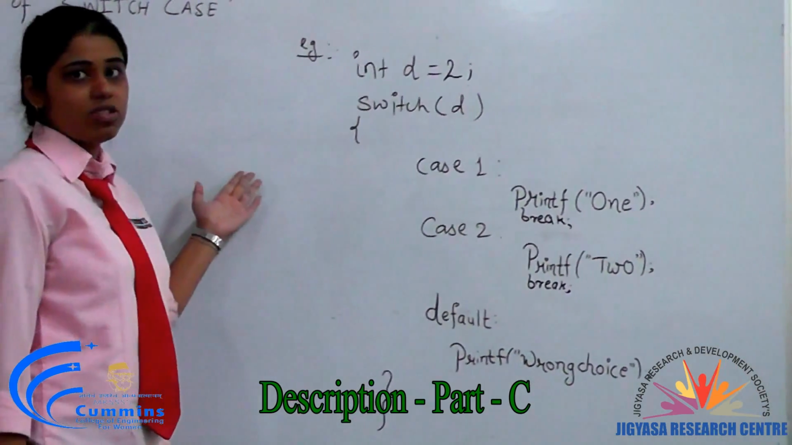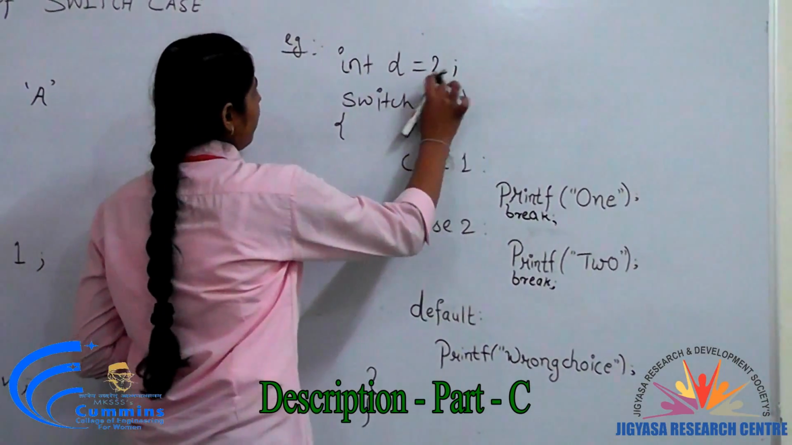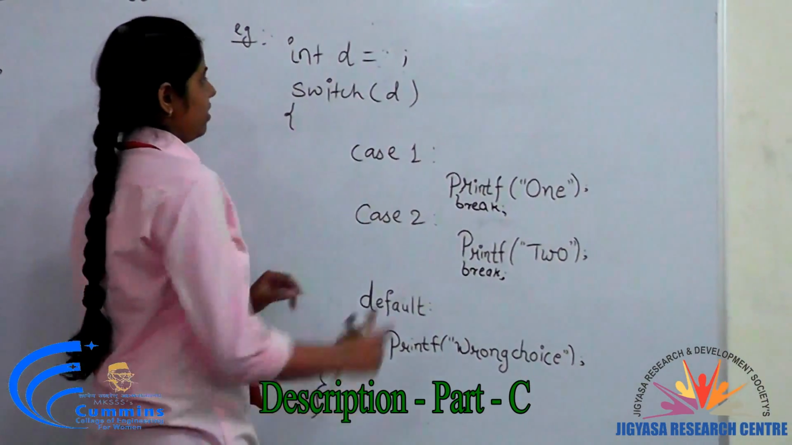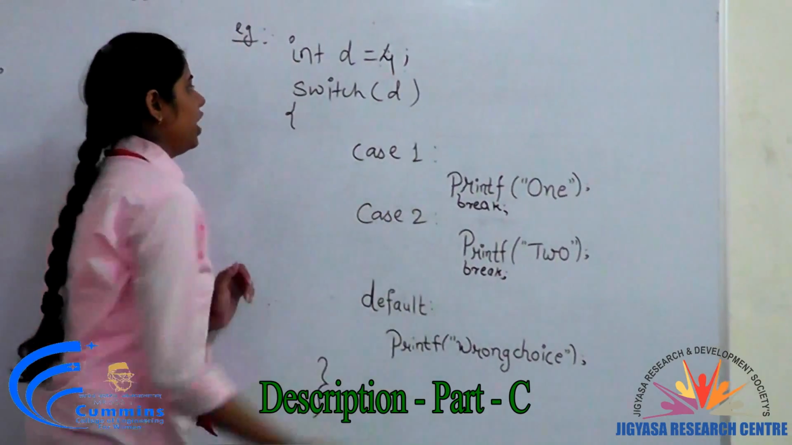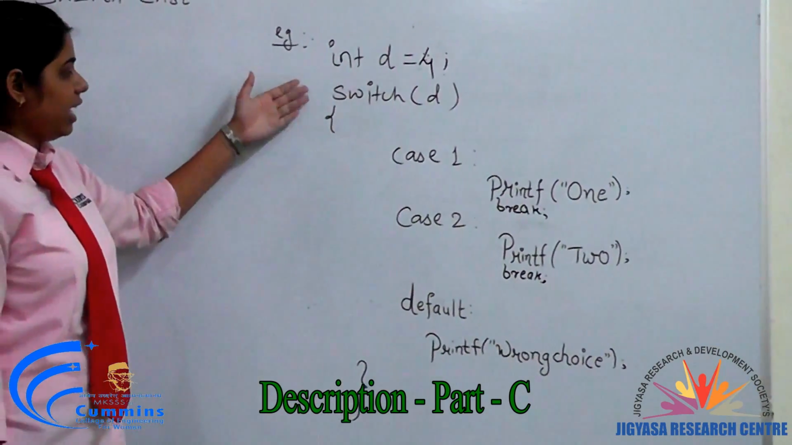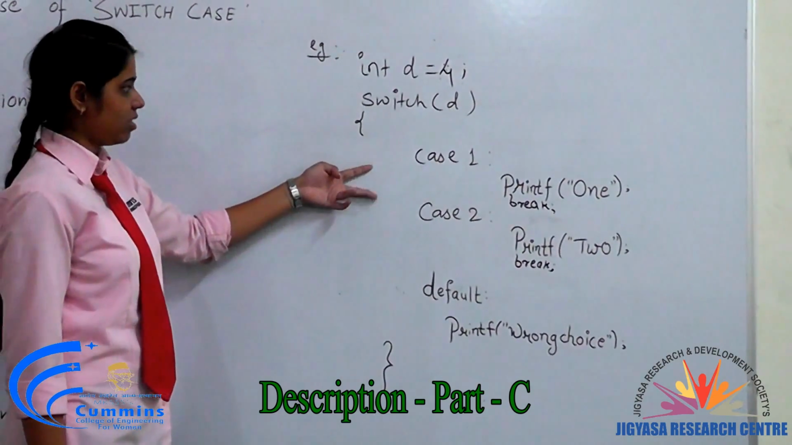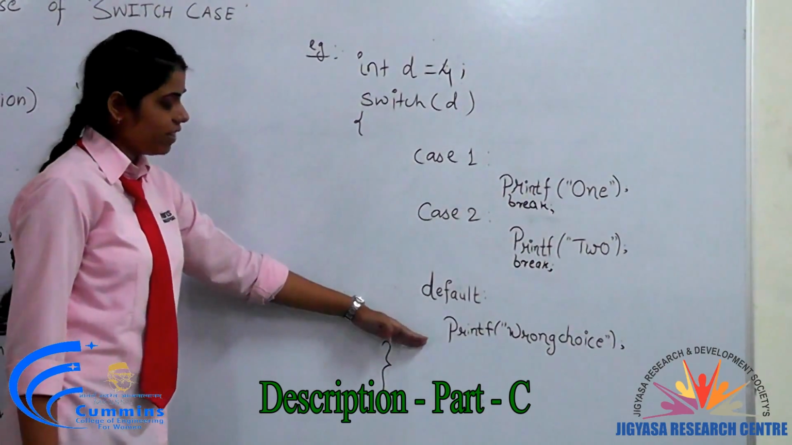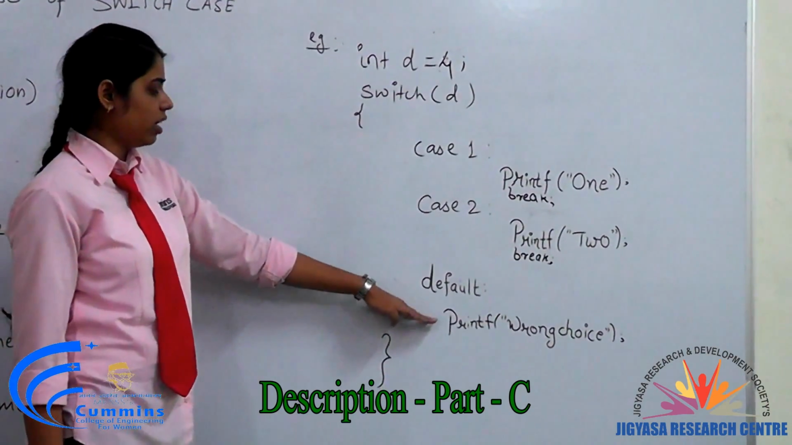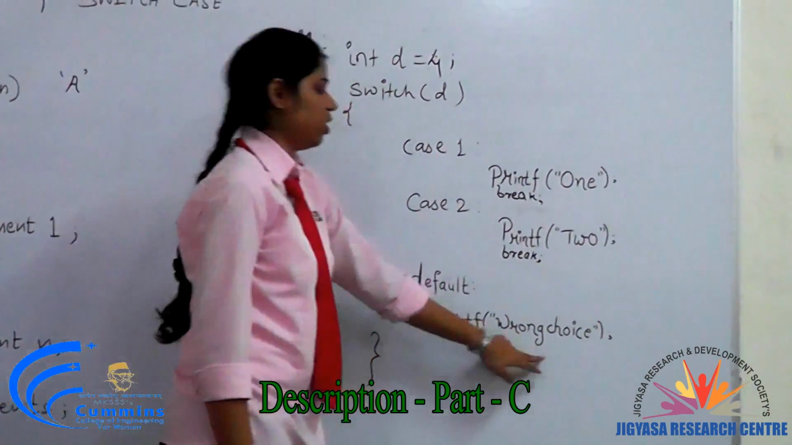If by mistake the user enters a value which is not present in any of the cases, for example, if the user enters 4, then it will check with the cases. If it doesn't match any of the cases, then the statement written under default, that is, wrong choice, is executed.